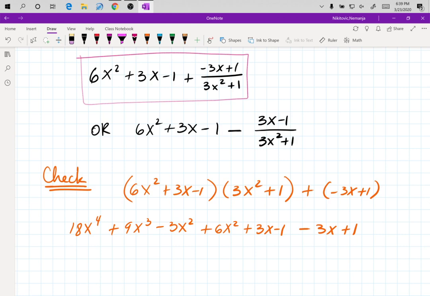Let's see. We have 18x to the 4th plus 9x cubed plus 3x squared. Oh, and these guys completely cancel because positive 3x, negative 3x, positive and negative 1, right? This is exactly what we had.